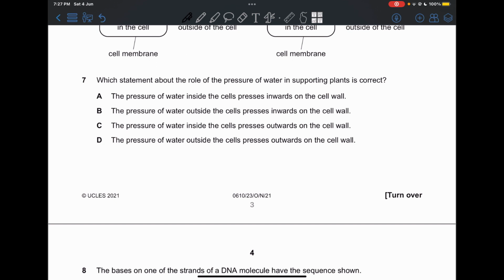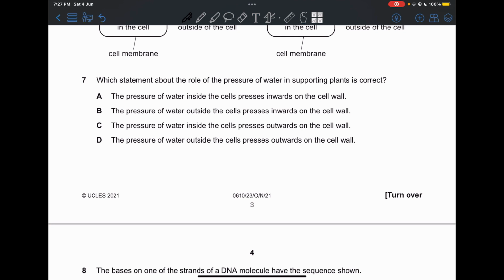Now, number 7, which statement about the role of the pressure of the water in supporting plants is correct? Now, let's read the options. The pressure of water inside the cells presses inwards onto the cell wall. Now, actually, this is incorrect because it doesn't press inwards onto the cell wall. The pressure of water outside the cells presses inwards. Now, the pressure isn't outside the cells, so this is also incorrect.